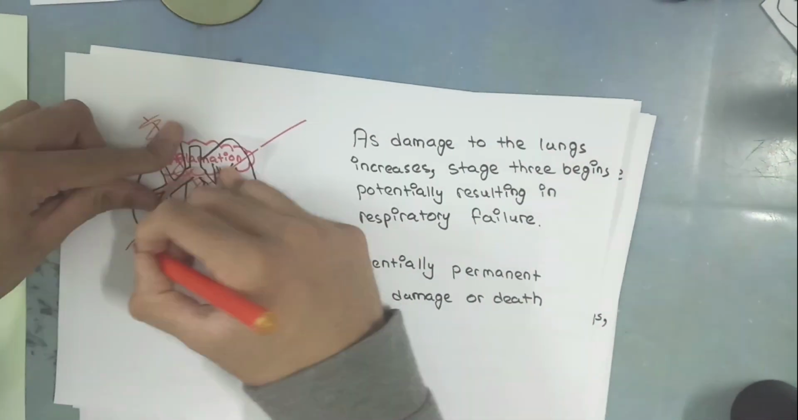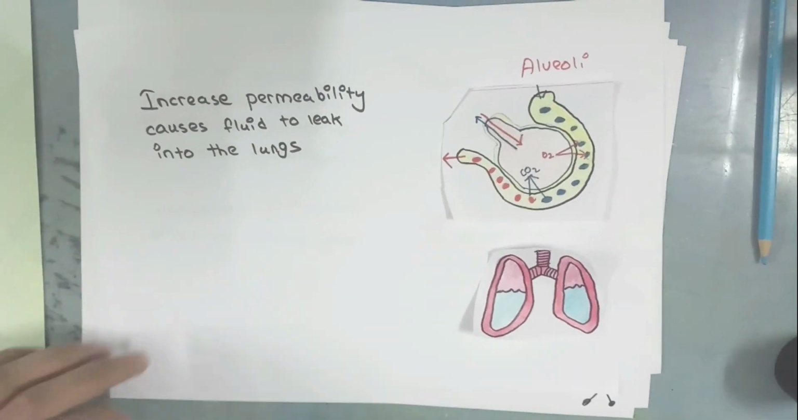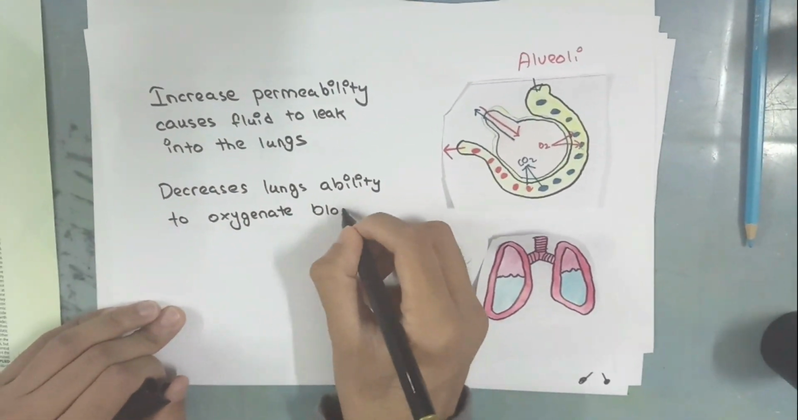Inflammation results in more permeable alveoli. The increase in permeability causes fluid to leak into the lungs. This makes them unable to oxygenate blood.